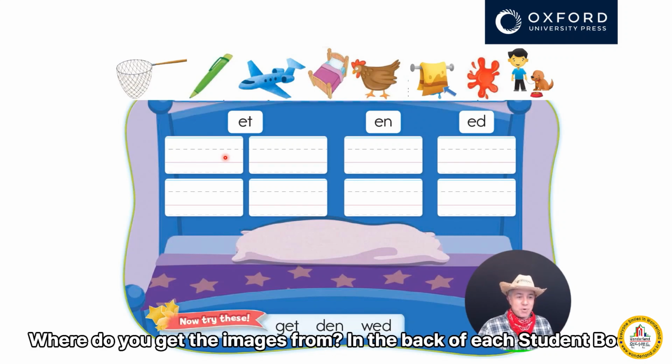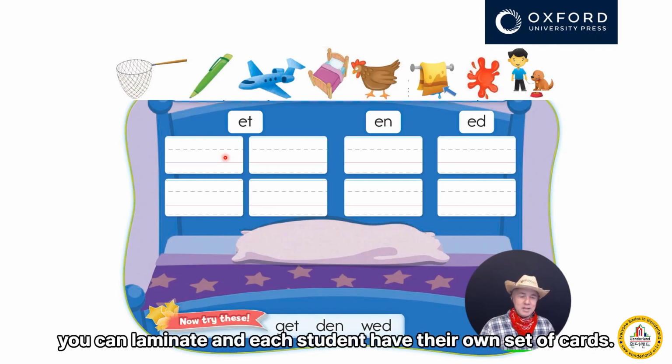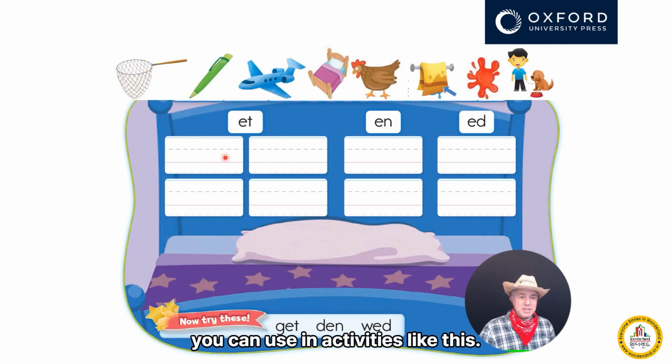Where do you get the images from? In the back of each student book, there are individual small student cards that students can cut out, you can laminate, and each student will have their own set of cards you can use in activities like this. Okay?